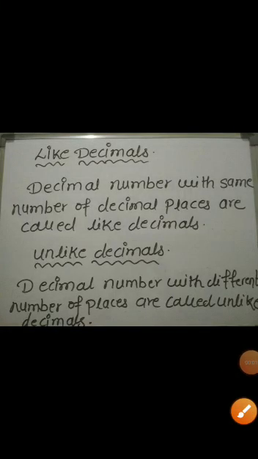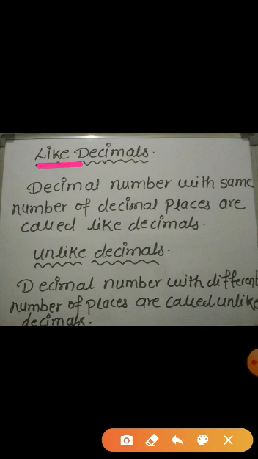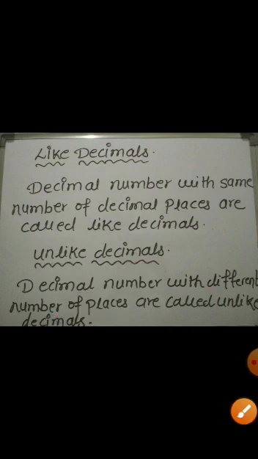Students, now today I am going to discuss the topic like and unlike decimals. Let us understand first what you mean by like decimals. Decimal numbers with the same number of decimal places are called like decimals. And what do you mean by unlike decimals? Decimal numbers with different numbers of decimal places are called unlike decimals.